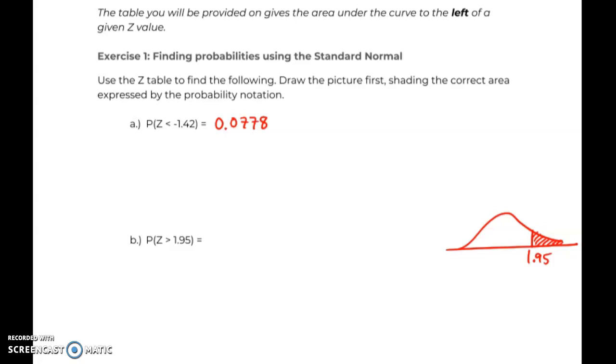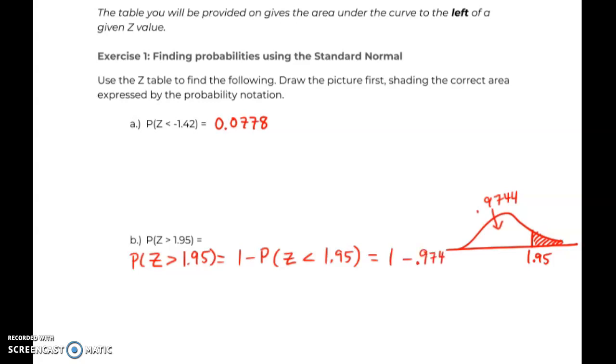So the area to the left is 0.9744, which I'll indicate over here with the arrow, but I want to look for the area to the right. So the probability that z is greater than 1.95 is equal to 1 minus the probability that z is less than 1.95, which is the area we just found. So it's 0.9744, and subtracting it from 1, we end up with 0.0256.